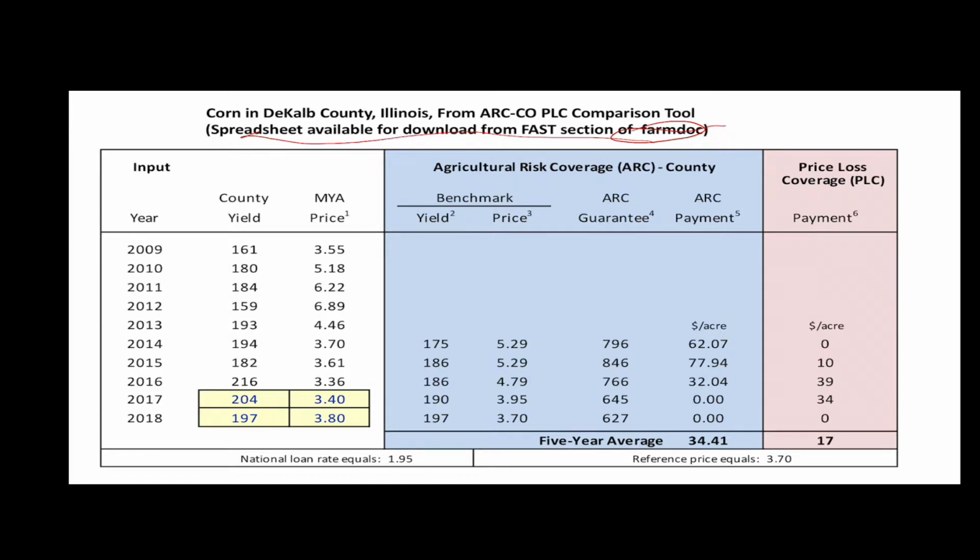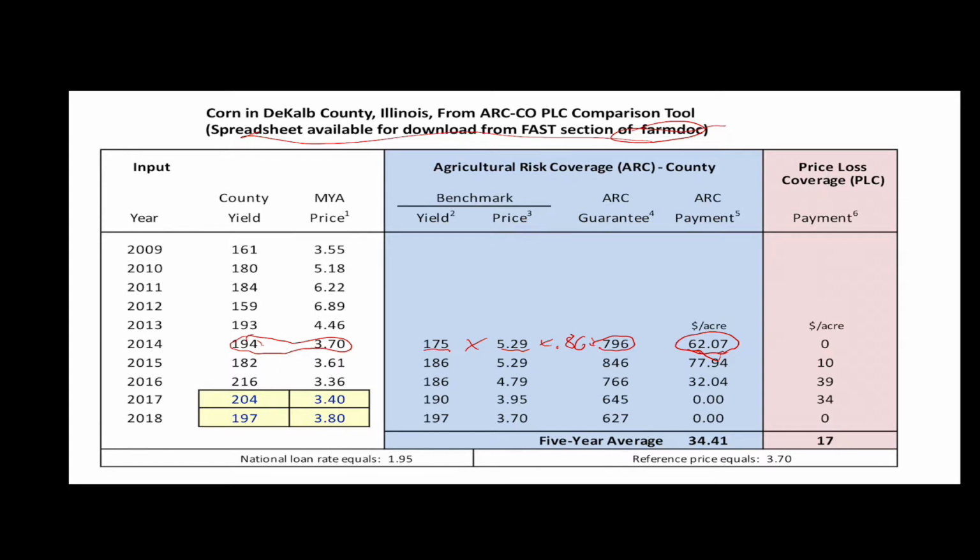In 2014, we had a $62 payment from ARC-County, and you can find that by comparing revenue to our guarantee. Our guarantee here was $796, which is found by taking our benchmark yield, 175 in that year, multiplying it by 529, the benchmark price, times 0.86. This guarantee is then compared to harvest revenue, or revenue from the county, which is a yield, 194, times 370. When that's less than the guarantee, there's a payment, and that payment will equal the difference from the guarantee. It will be multiplied by 0.85, and then in the years in which we've had payments, it was reduced by a sequester amount of 6.8%.